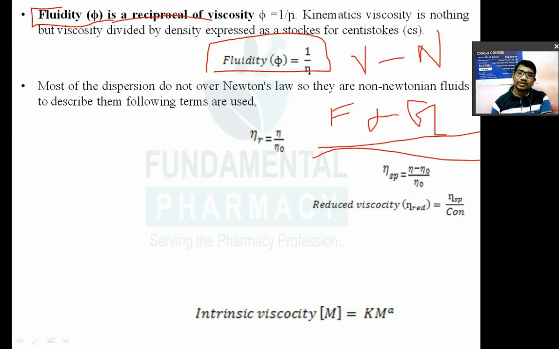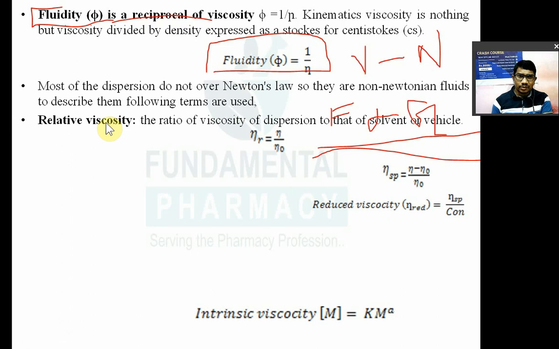Right? So apparent viscosity is the term to describe the non-Newtonian fluid. Viscosity has different types. So first one is the relative viscosity. What is the relative viscosity? Relation किसमें होता है? दो जन के बीच में होता है ना, एक के बीच में रिलेशन नहीं होता, रिलेशन दो के बीच में होता है.